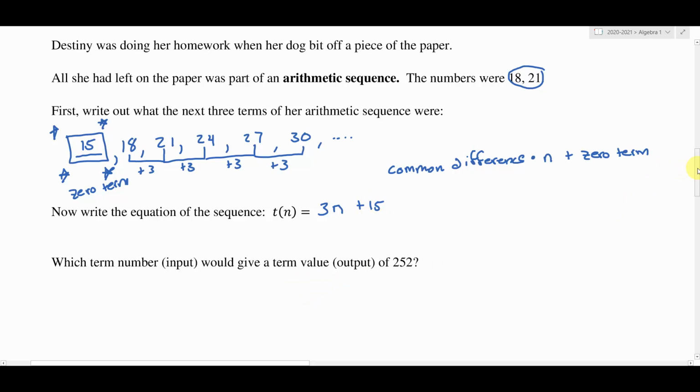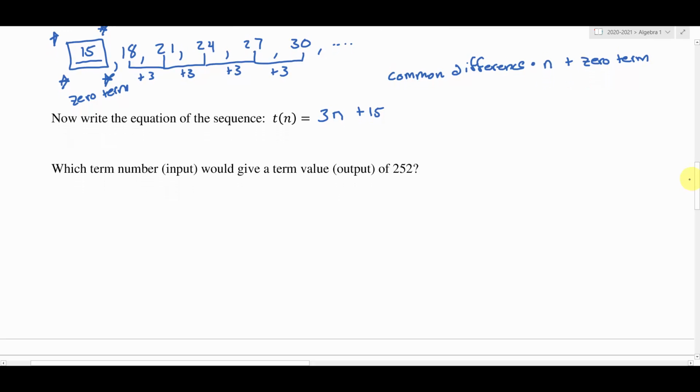Right? And now that we have an equation, the equation actually becomes one of the more powerful tools that allows us to make a prediction, right? So if we were to go and say, well, when would this sequence produce a 252, right? So which term number would give a term value of 252? Would it be the 20th term? Would it be the 30th term? It's hard to tell. All right, so that's where this equation comes in handy.